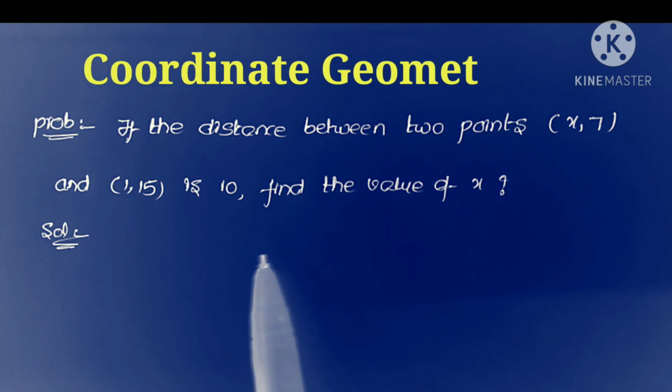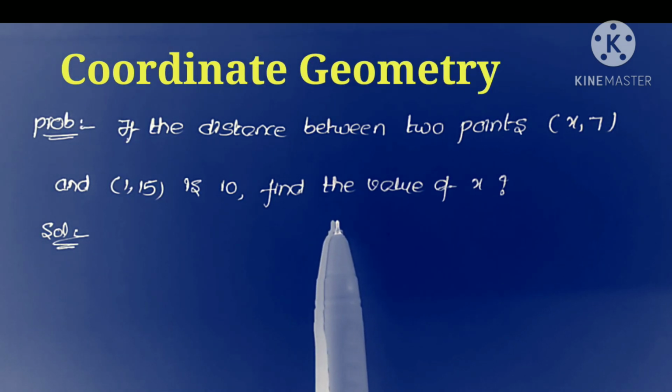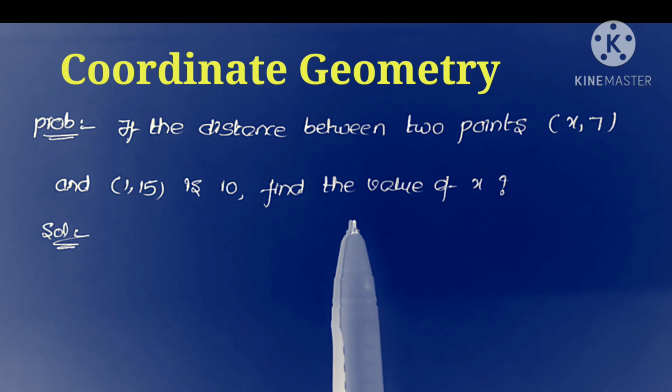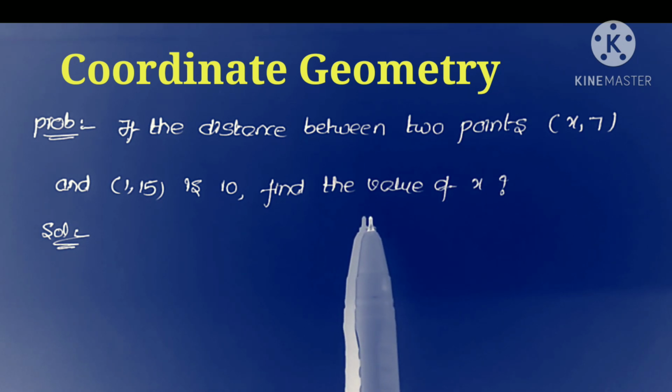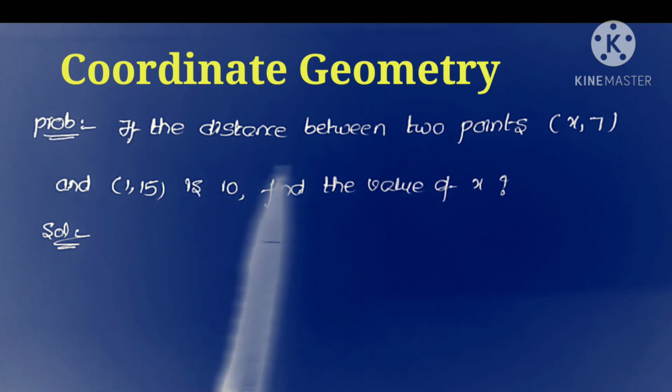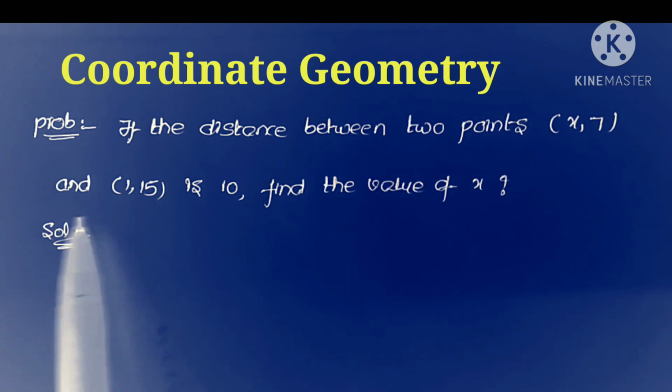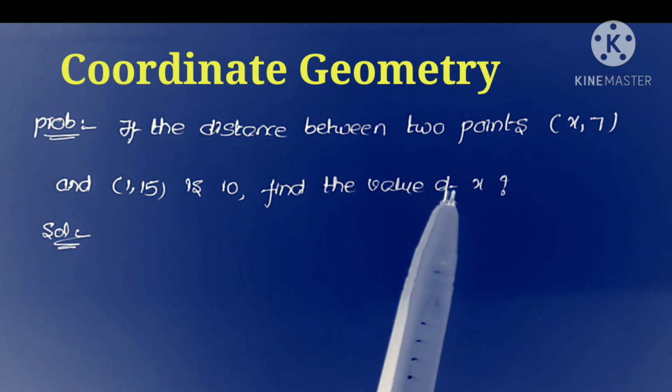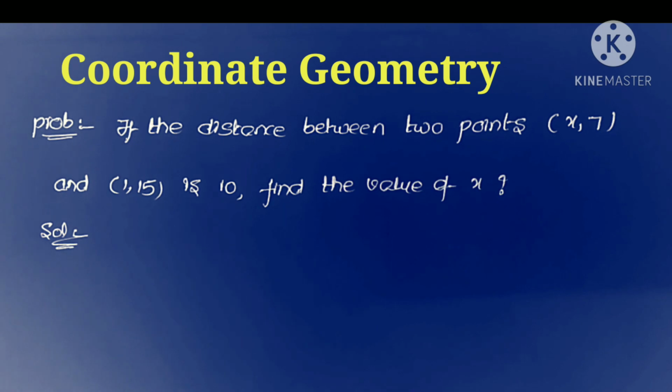In this video, I explain the expected models of mathematics from coordinate geometry in the coming IIIT examination paper. First problem: if the distance between the points (x, 7) and (1, 15) is 10, then what is the value of x? That distance is equal to 10.